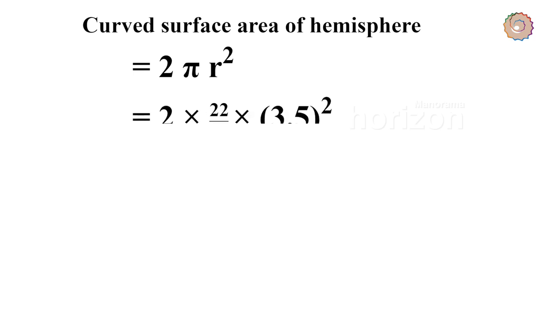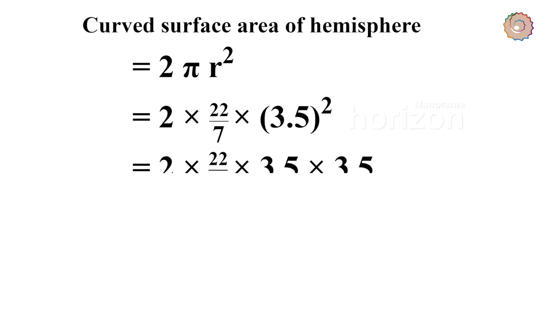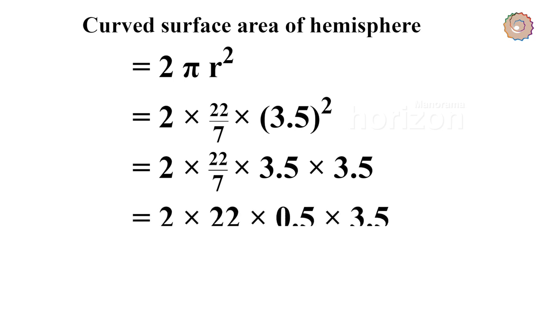We get 2 into 22 by 7 into 3.5 square, which is equal to 2 into 22 by 7 into 3.5 into 3.5. Again simplifying, 2 into 22 into 0.5 into 3.5, and on solving we get 77 cm square. Next, find the curved surface area of the cone.